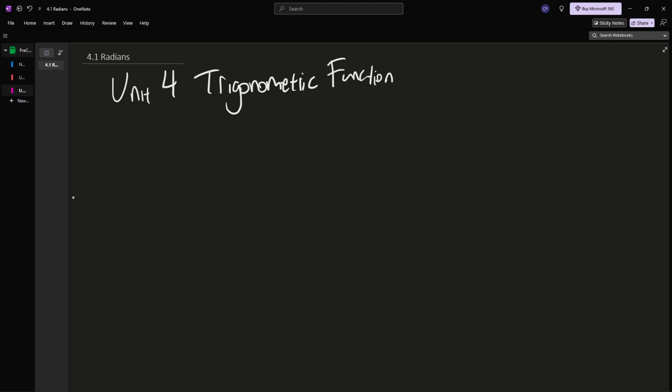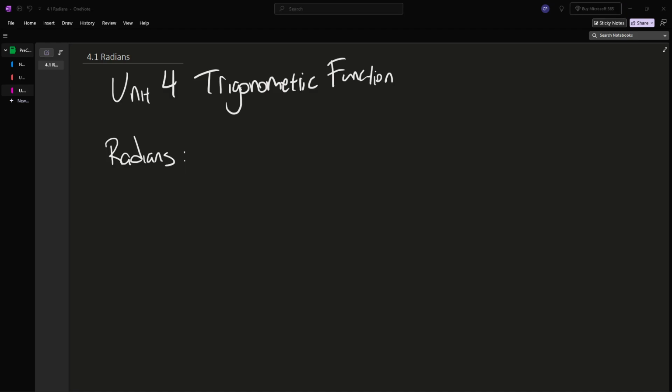So in this lesson, we're going to split the video up into much smaller videos. This one is on radians. So going over what radians are, and also converting between radians and degrees, because we're going to be using radians a lot more. Radians is a unit measurement for angles.